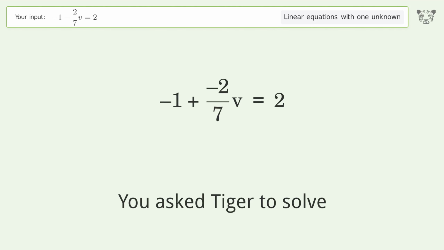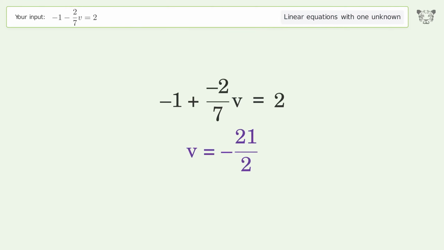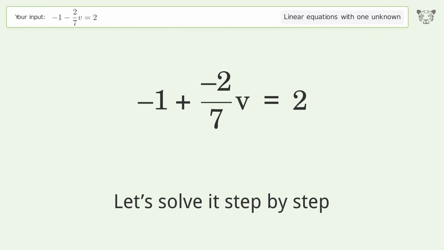You ask Tiger to solve. This deals with linear equations with one unknown. The final result is v equals -21/2. Let's solve it step by step.